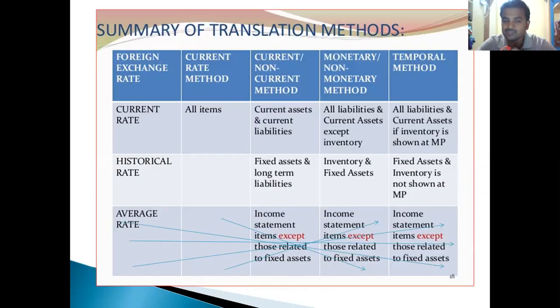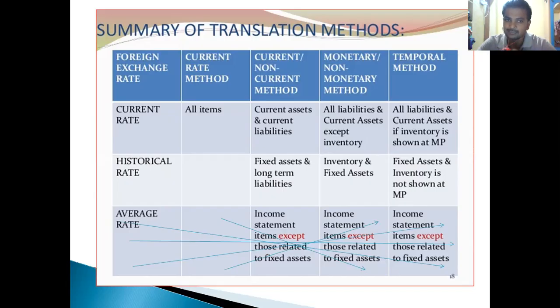So the rest of the items are there, no? I think long-term liabilities and fixed assets. Those should be converted at a historical rate as per the current and non-current method. Next comes the third method, that is the monetary and non-monetary method.